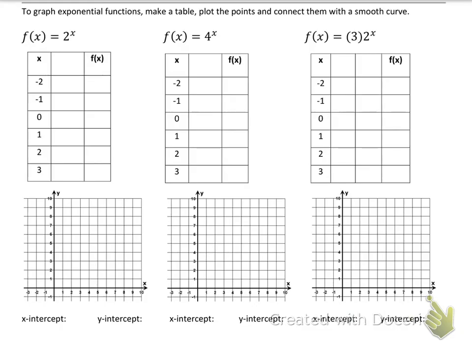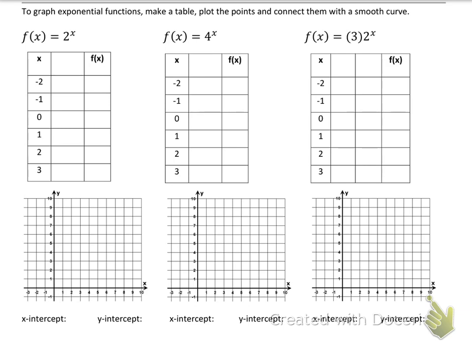So let's practice graphing these. To graph them, we're going to do the same thing we did for lines and for parabolas. We're going to make a table and then we plot the points, and we connect the dots in a way that makes it a smooth curve.